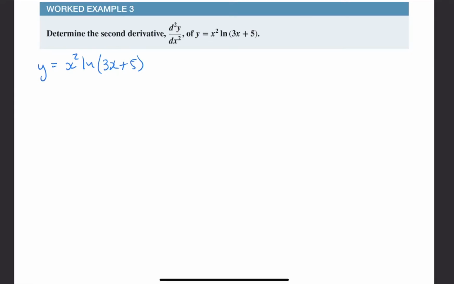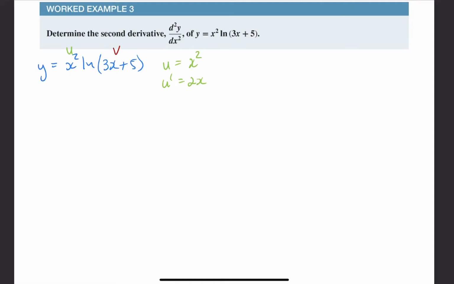This is x squared times the ln. So I'll have to use my product rule to find my first derivative, dy/dx. I'm going to say this is u, and I'm going to say that this is v. If u equals x squared, then the derivative of u equals 2x.